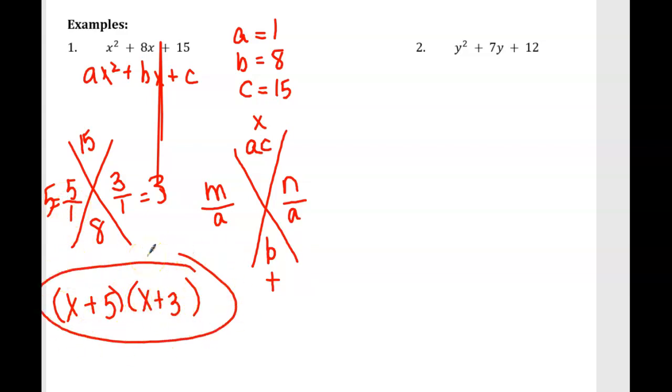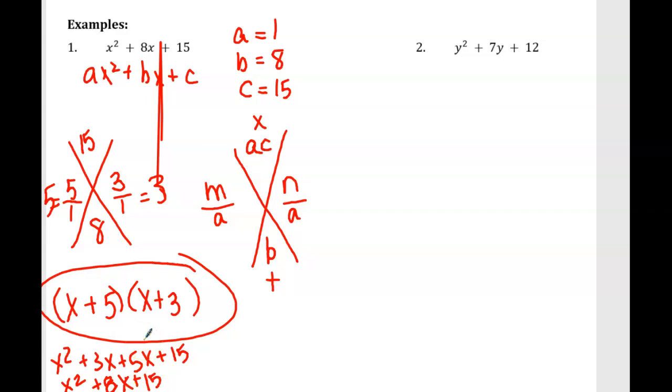So we just factored that trinomial into x plus 5 times x plus 3. Now if I took these two together and I multiplied them, foiling them, I would get x squared plus 3x plus 5x plus 15. Combine those middle terms, and I would have x squared plus 8x plus 15. So that's a quick check. I can just multiply them and make sure I get what I started with.